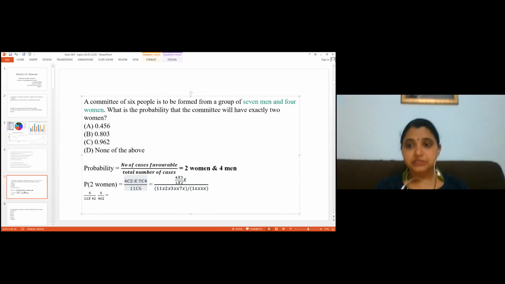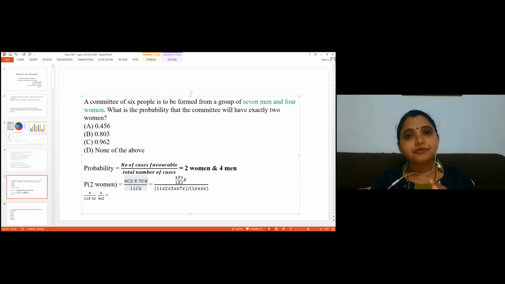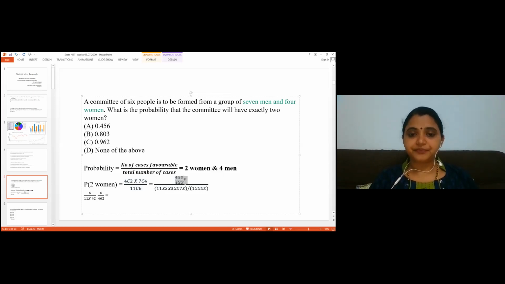Now, this is another point in probability that you need to remember. Even if we are talking about only 2 women of the group, we have to specify about the remaining 4 people. When we select 6 from a group of 11, we are specifying about 2 women. So what should be the remaining 4? They have to be men. Even though it is not spelled out in the question, we have to say it. Okay, we will have to write it. So let us put it here also.